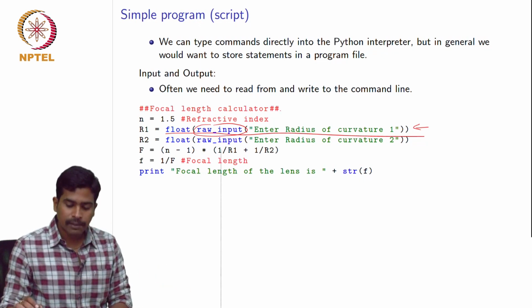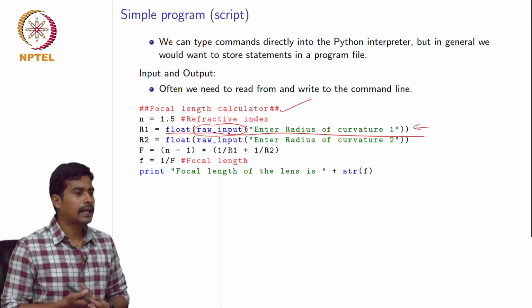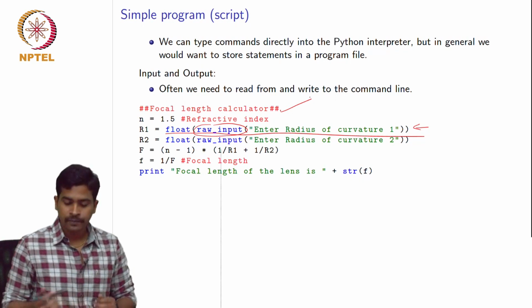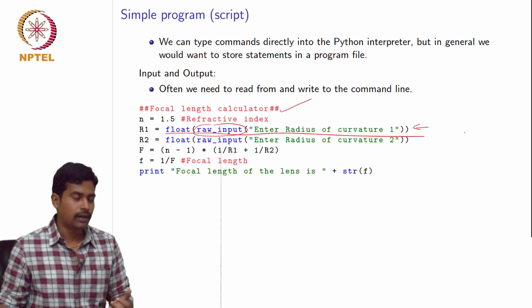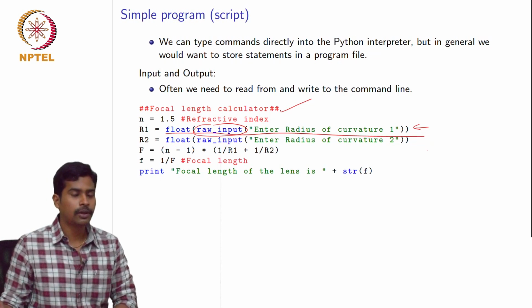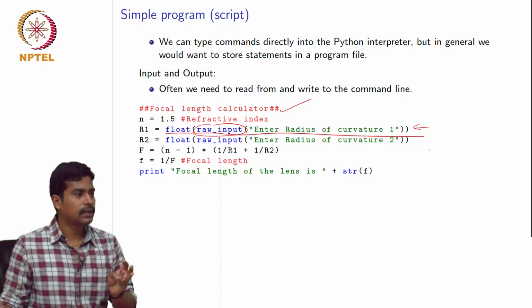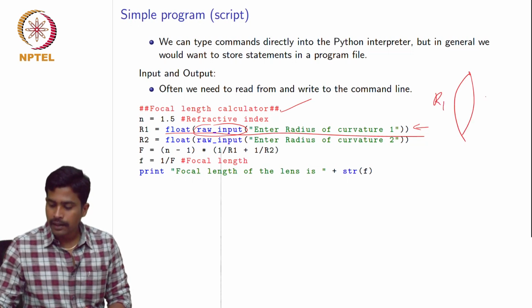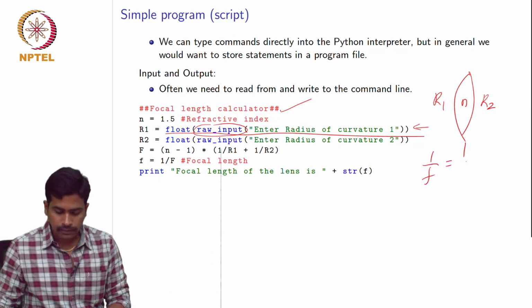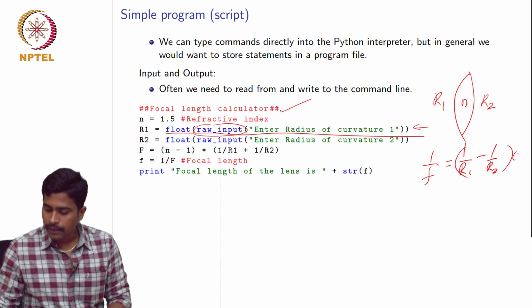In this example, what we are going to do is calculate the focal length of a lens. In order to know the focal length of the lens, you should know its radii of curvature and the material of the lens. For example, if this is a lens, and this is R1 and this is R2, and n is the refractive index, the focal length is given by 1 by f equals 1 by R1 minus 1 by R2, into n minus 1.